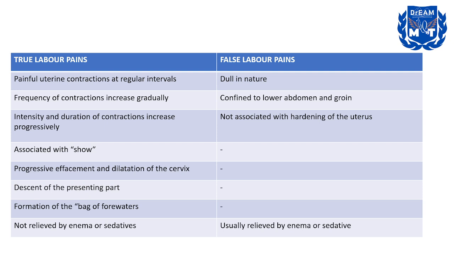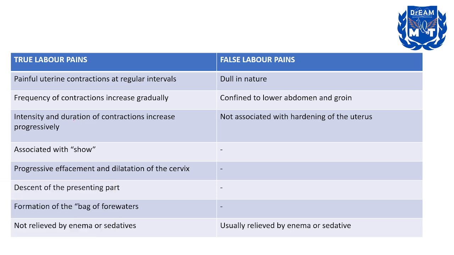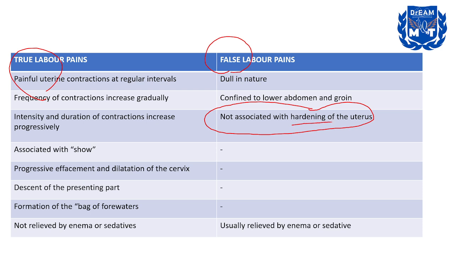Whenever you examine the patient in true labor pains, there will be hardening of the uterus. As soon as you start examining, she will have hardening of the uterus. But in false labor pains, this is not associated with hardening of the uterus. Even if the uterus gets hard, it only gets hard for about 5 to 10 seconds, less than 15 seconds.